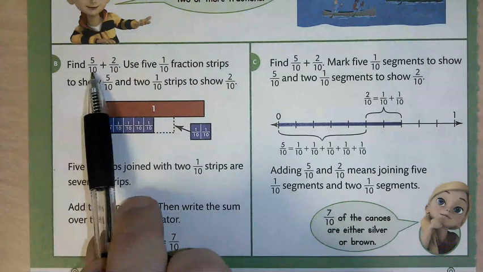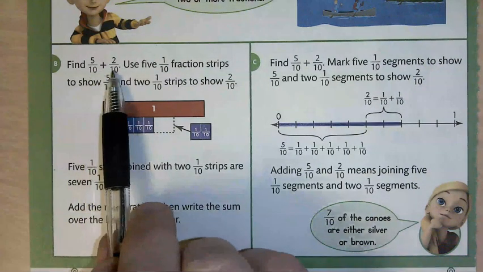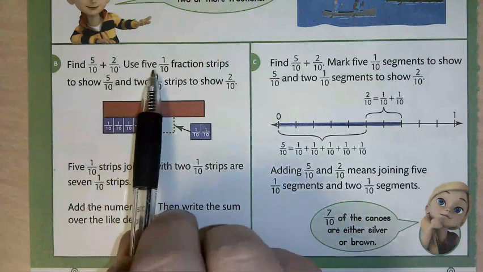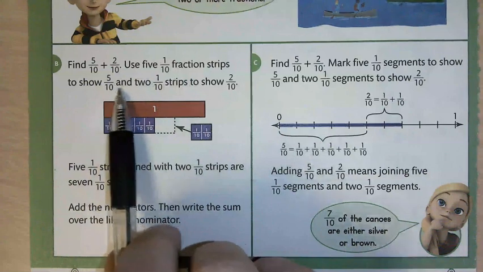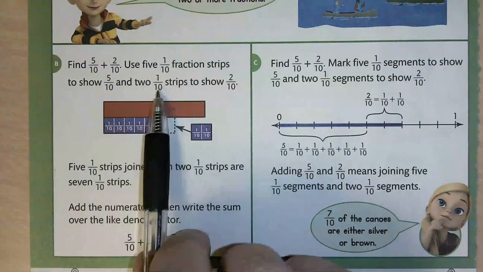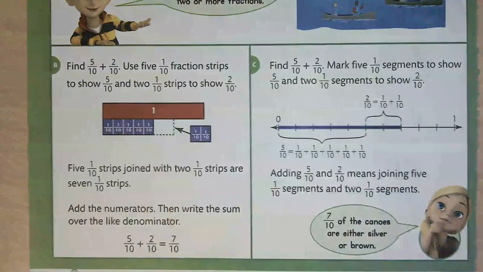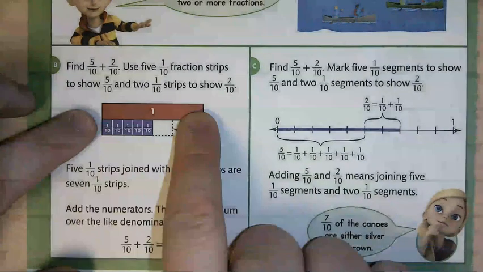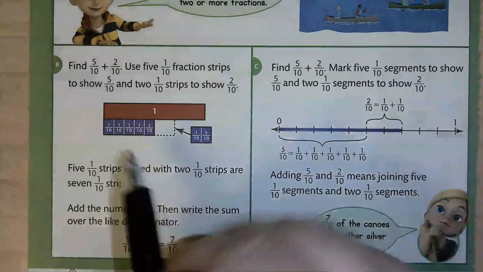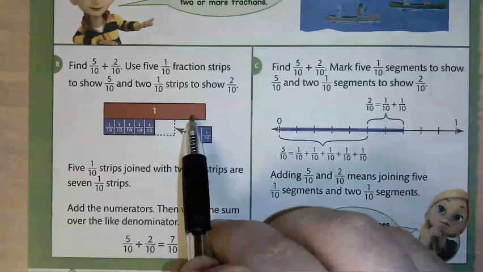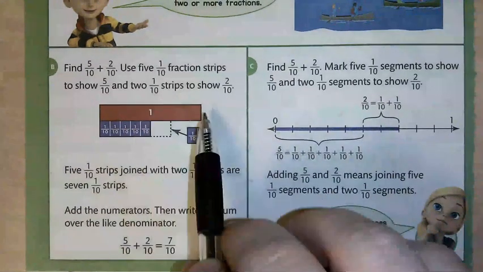So we've got here our 5/10 plus 2/10. We just said that. And so we can use 5 1/10 fraction strips to show 5/10 and 2 1/10 strips. All right. So here we've got our one whole. Now, what was that one whole? The one whole is all of the canoeing teams all together. So that's why one whole is going to be all 10. So it'd be 10 out of 10.